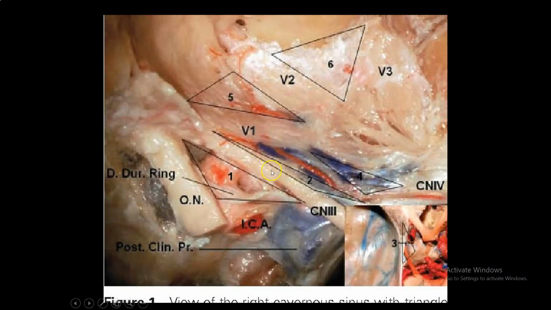The middle fossa triangles another time. Between V1 and V2, the superior orbital fissure and foramen rotundum, medial, is the anteromedial triangle of Mullan. The anterolateral triangle is between V2 and V3, rotundum and oval.